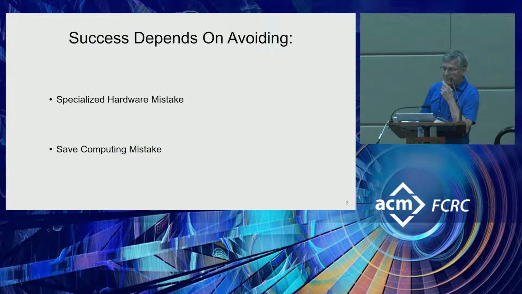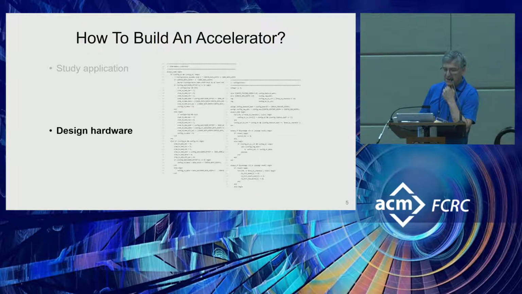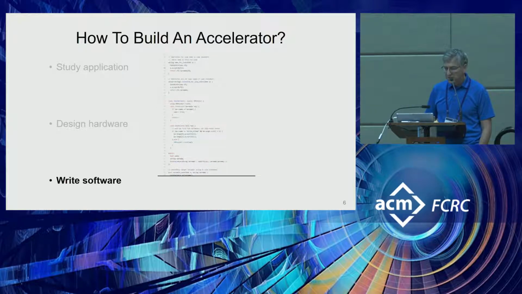So if you take an architecture class and you want to build an accelerator, just like Vivian talked about, what do you do? The first thing you do is study the application, right? So if we're trying to do some image recognition, we'd study that application. After we study the application and think about it, we change the application a little bit, and then we start basically designing the hardware. And then when we finish designing the hardware, we write the software.